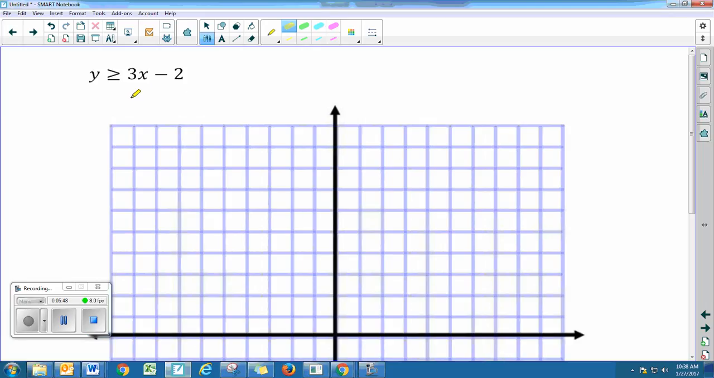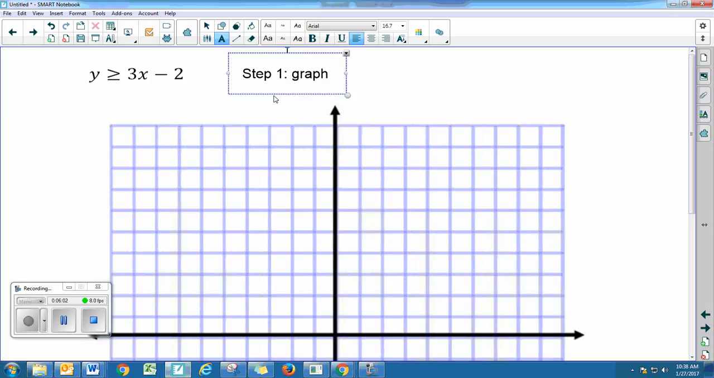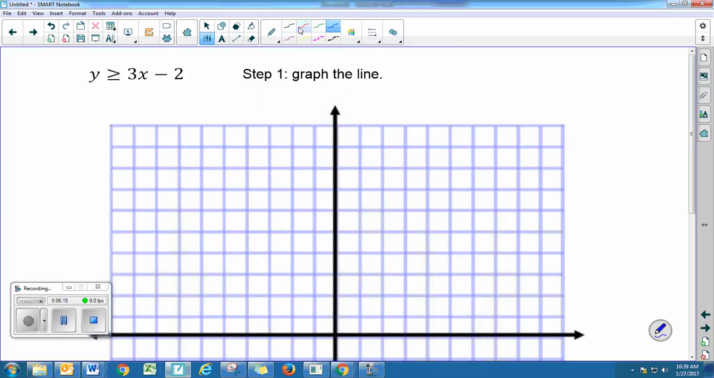First step. Step one: graph the line. So we're just going to graph y equals 3x minus 2. That's all we're going to graph.